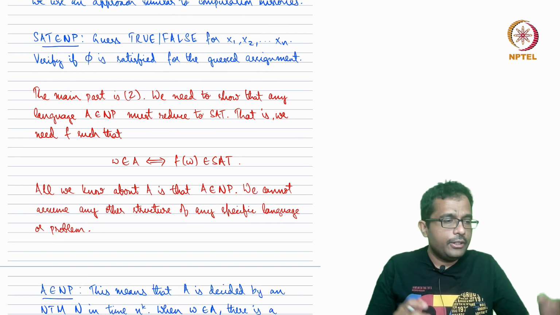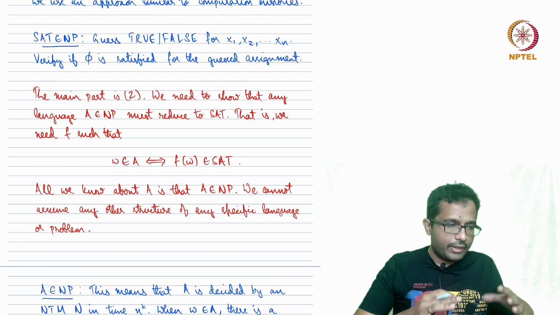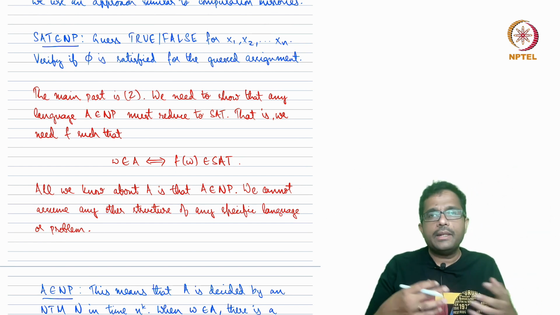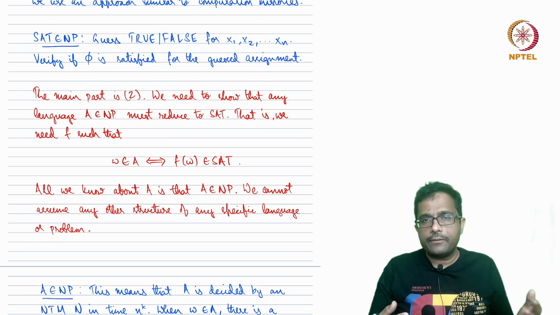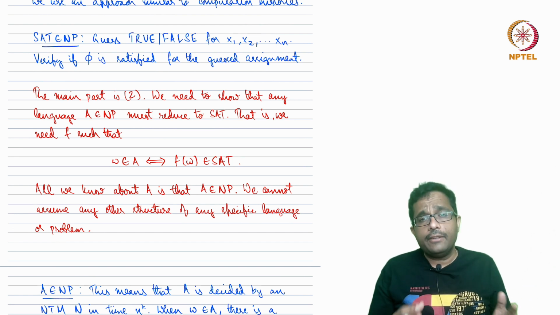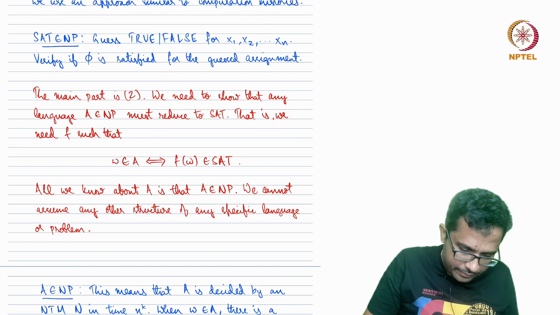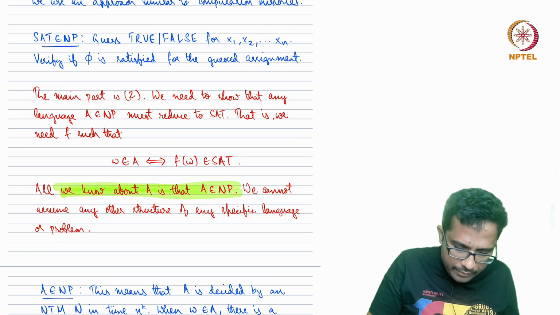If we knew something about the language A, then we could use the structure of the language to build the reduction. But here we have no information about A. The only information that we have about A is that A is in NP.